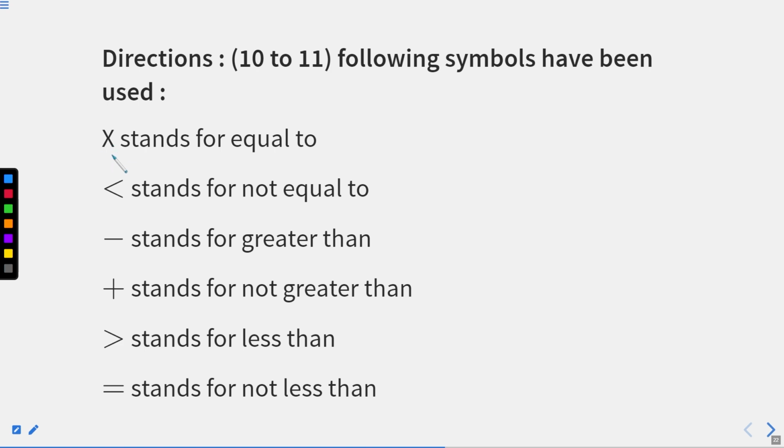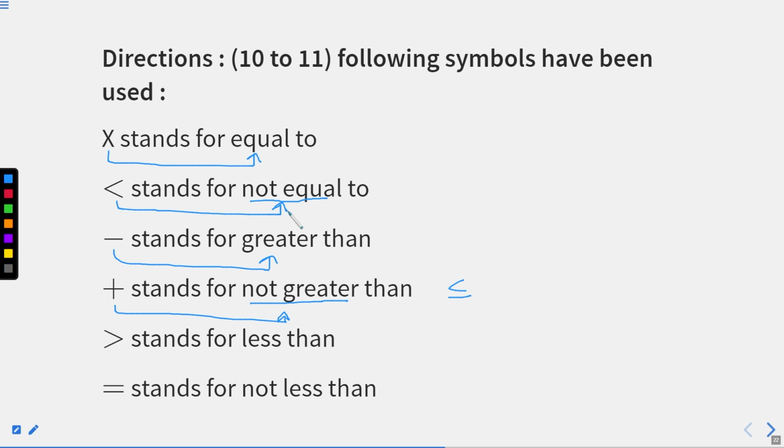The symbol X stands for equals to. Start marking while you are reading, right? The symbol less than stands for not equals to, right? Subtraction stands for greater than. Addition stands for not greater than. If something is not greater than, it means it is either less than or equals to. So if plus is there, you will use this symbol. If it is not equal, it's either greater than or less than, right?